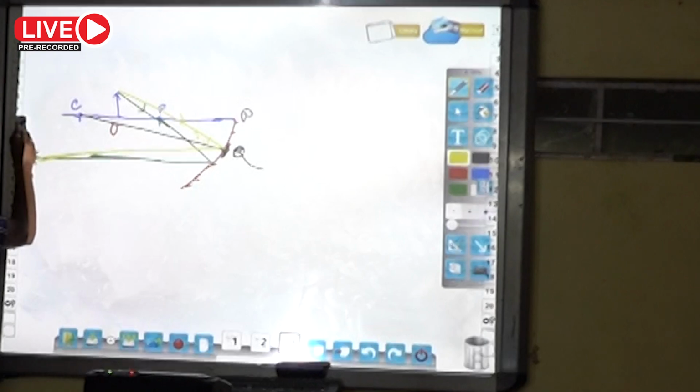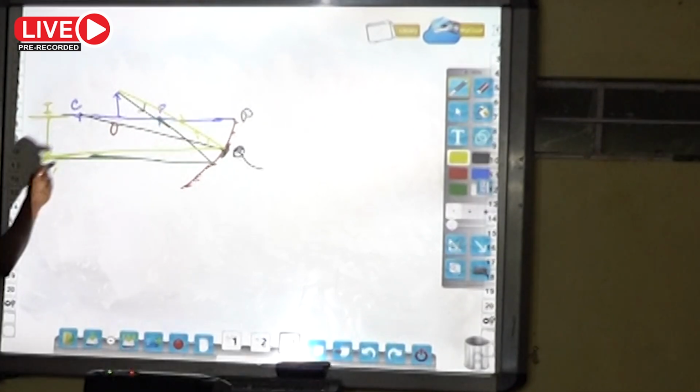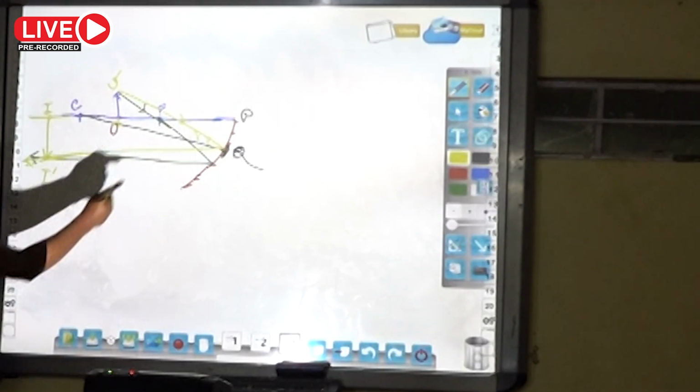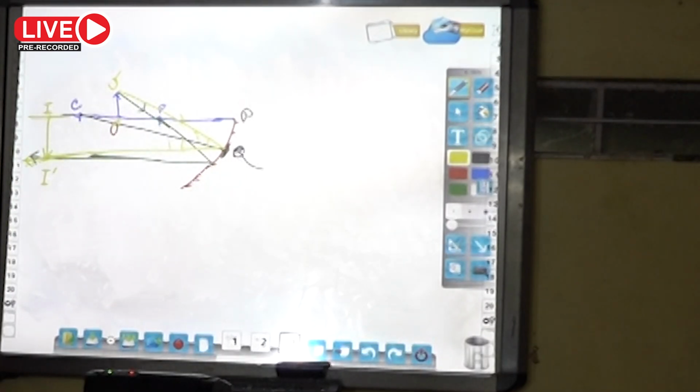Like this. So from this, if you draw, this one will be your image, I prime. This one is the object, O prime. Because this is angle I, so this angle should be I. Don't think that only those three paths that are mainly mentioned can be used. One is the light ray parallel to the principal axis will pass through focus, the light ray passing through focus will be parallel to the principal axis, the light ray passing through center of curvature will retrace its path. That does not mean only these three paths you can take.